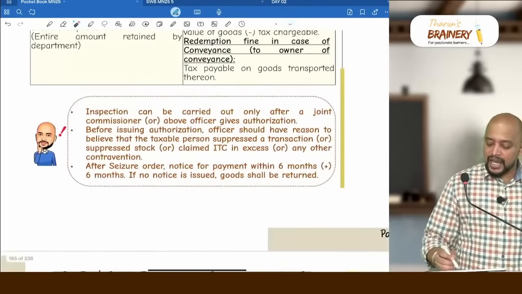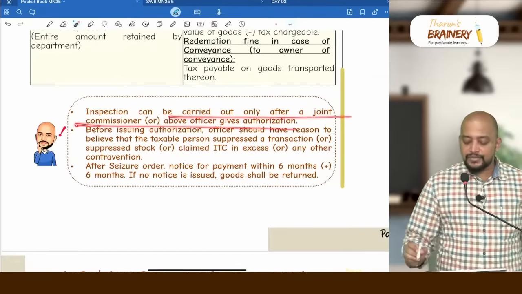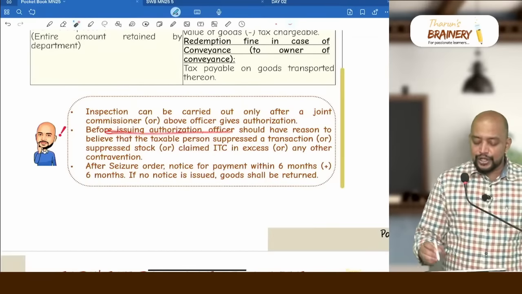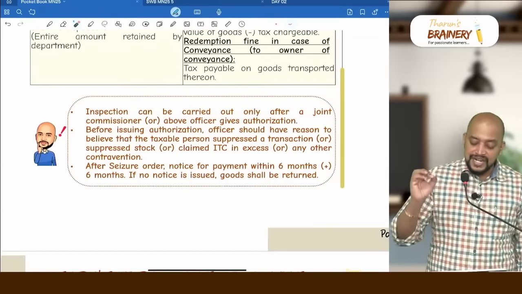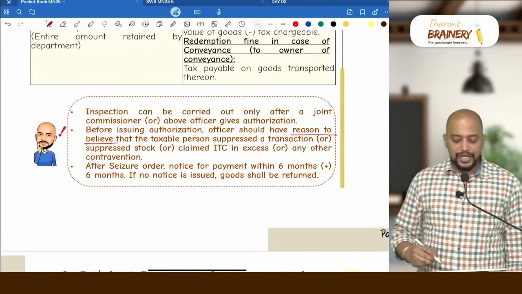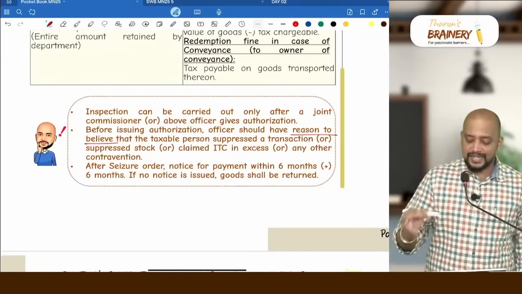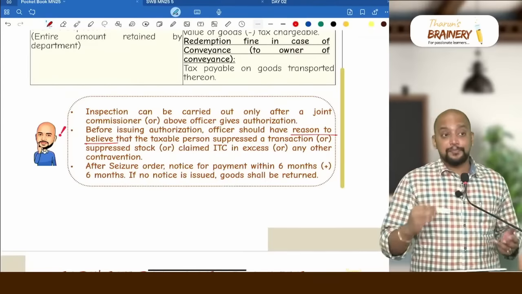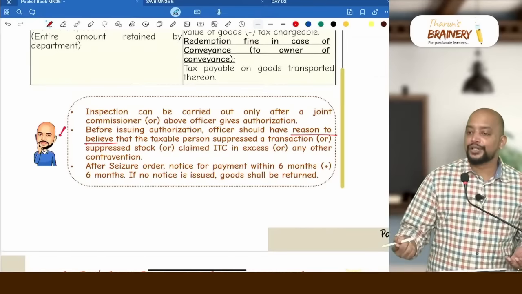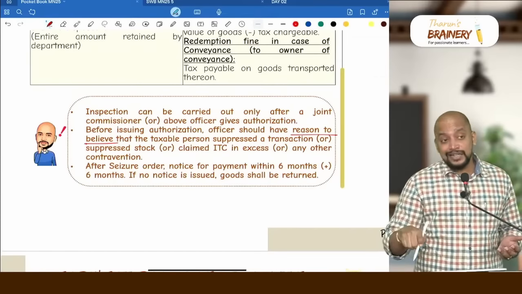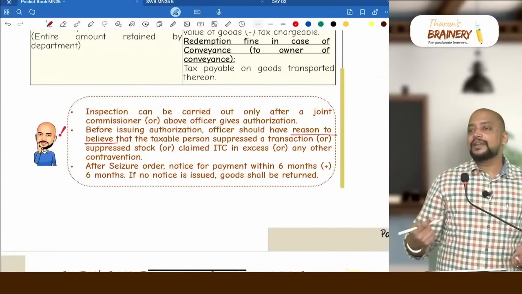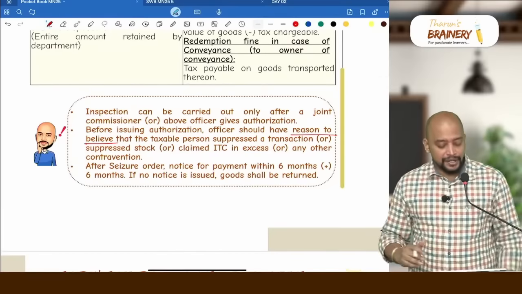Then inspection can be carried out only after a joint commissioner or above officer gives the authorization. Before issuing the authorization, the officer should have reason to believe. So reason to believe is important. Reason to believe that the taxable person suppressed a transaction or suppressed the stock, meaning a transaction they have made but have not reported in accounts, or the stock is there in the place but they have not reported that stock in the records, or claimed ITC in excess, or any other contravention.